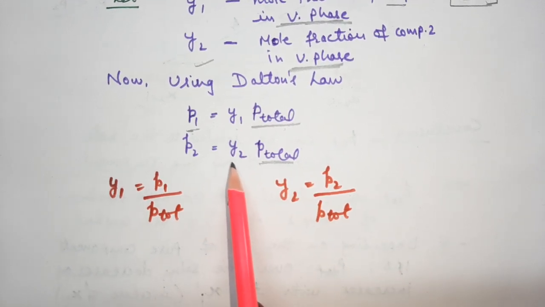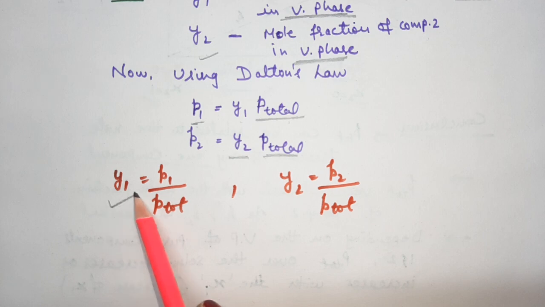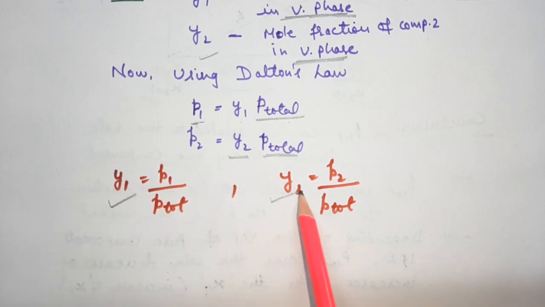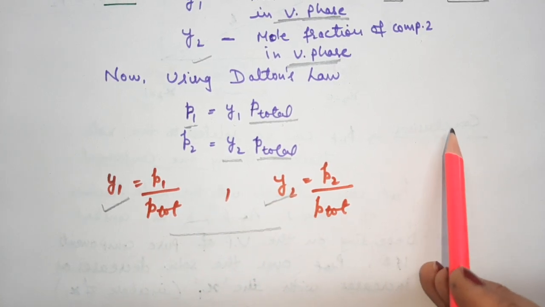So by using this relationship, we can calculate the composition, or you can say the mole fraction, of any of the components in the vapor phase. So this is all about Raoult's law.